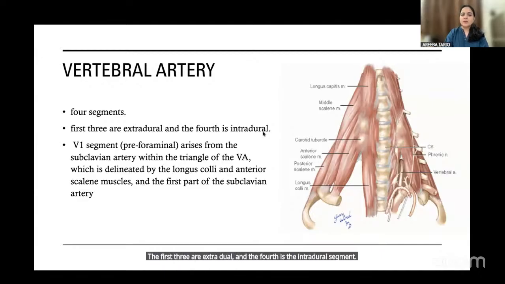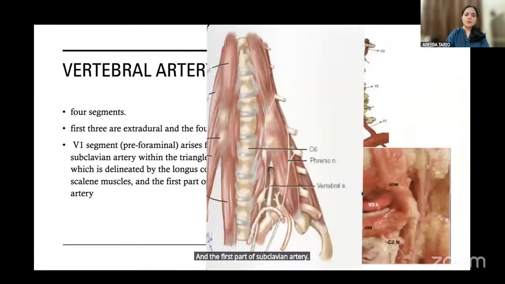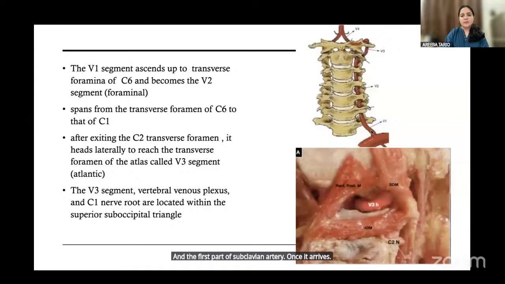So where does V1 segment arise? It's known as preforaminal segment, and it arises from the subclavian artery within the triangle of the vertebral artery, which is basically a triangle formed by the longus colli muscle and the anterior scalene muscle, and the first part of subclavian artery. Once it arises, this V1 segment ascends up to the transverse foramina of C6, not C7, C6 vertebra, and then it becomes a V2 segment.